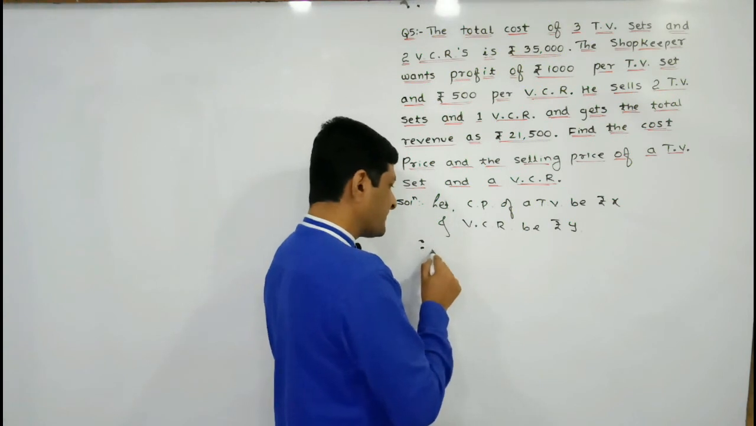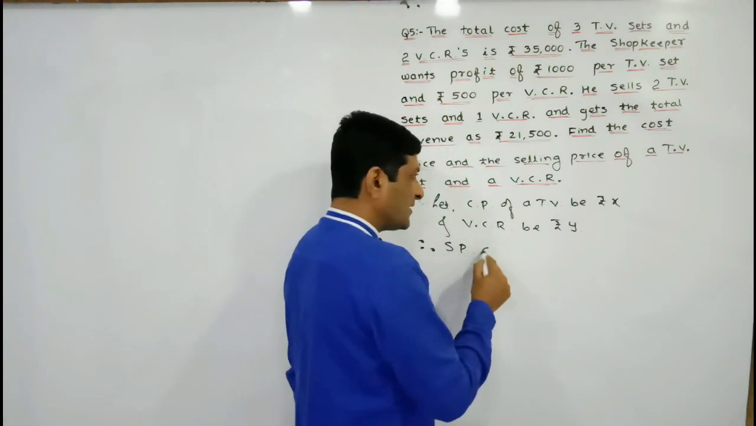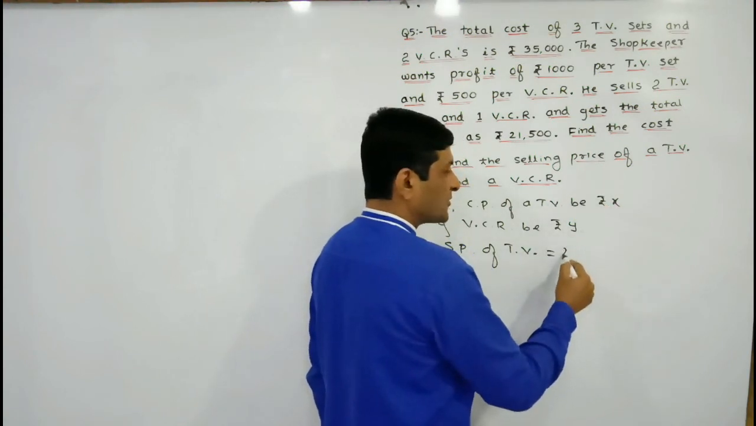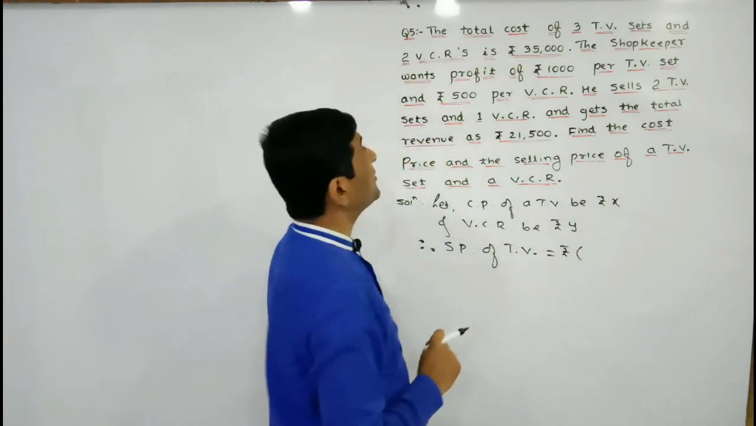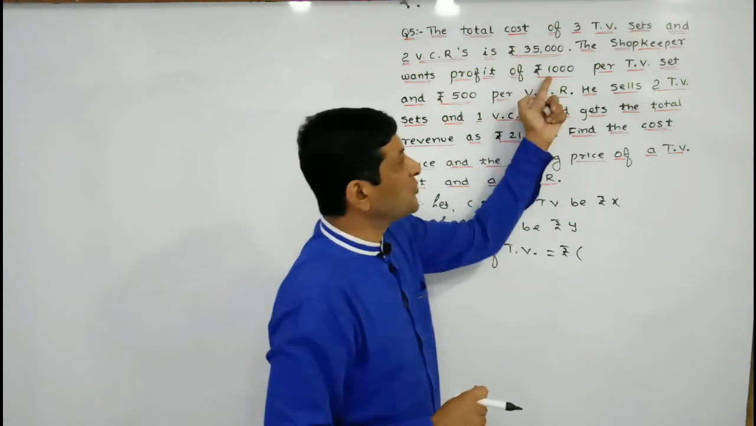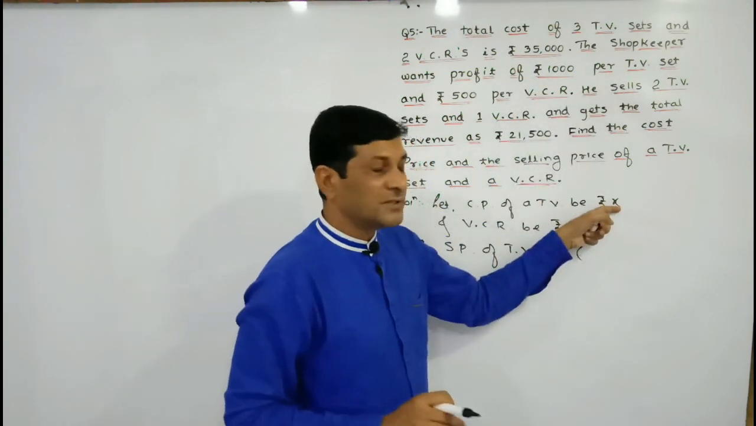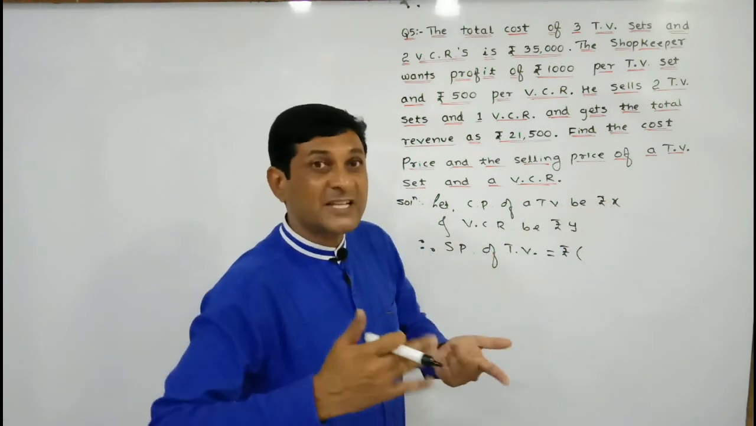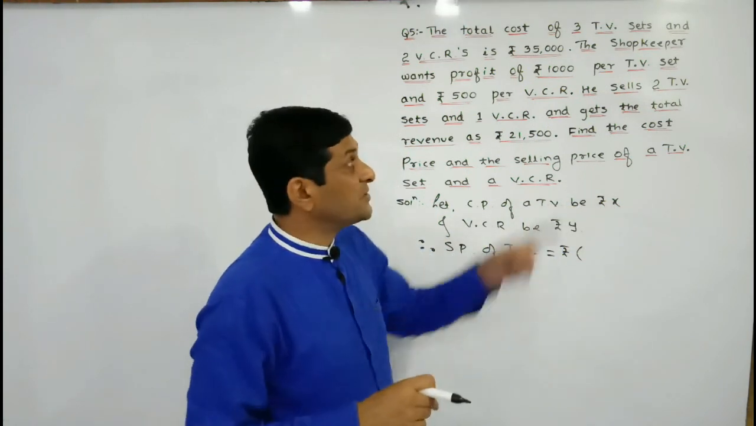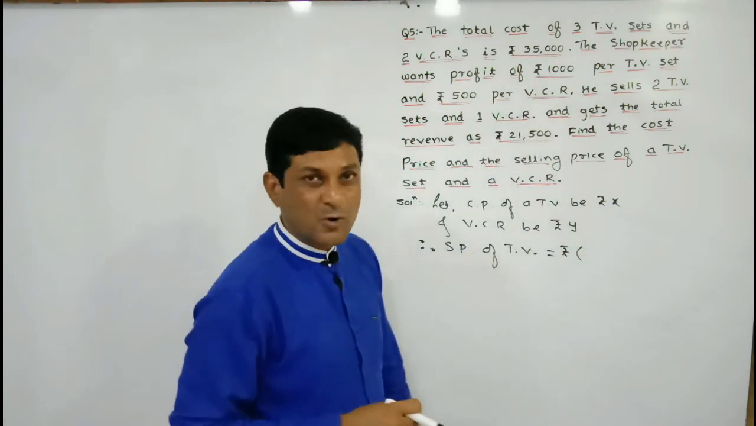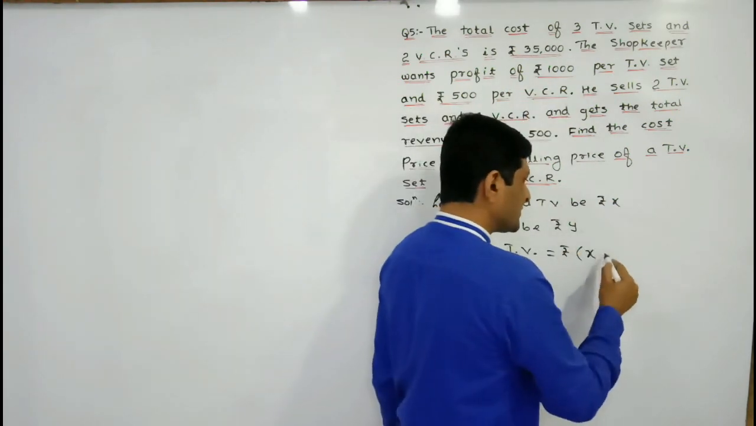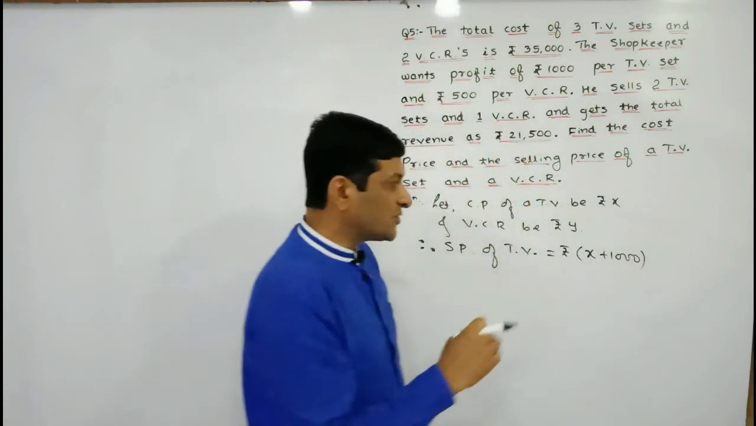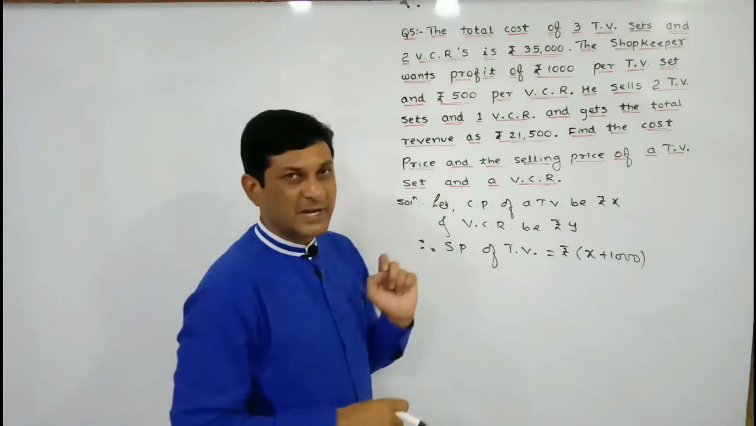So therefore selling price of TV is equal to X, which is what? Cost price, and the shopkeeper wants how much profit? 1,000 rupees on TV. So if we suppose that its cost price is X, then selling price will be what? X plus 1,000, because 1,000 rupees will be our required profit. So cost price is X, plus profit is rupees 1,000. If we add 1,000 to X, we will get what? Selling price of a TV.